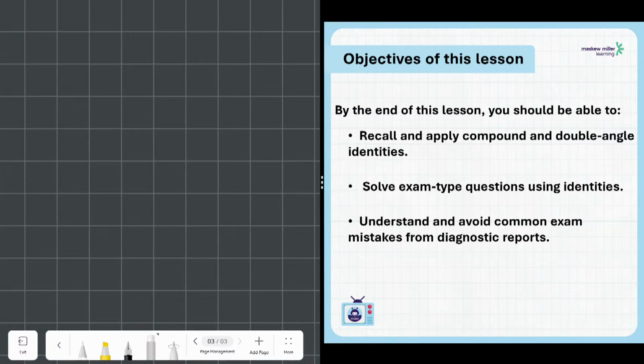So at the end of this lesson we should be able to work on compound and double angles and identities that we already know, as well as use them to solve exam type questions. We are going to show you some errors that were made by other people before you that will help you, and you need to be able to avoid them.